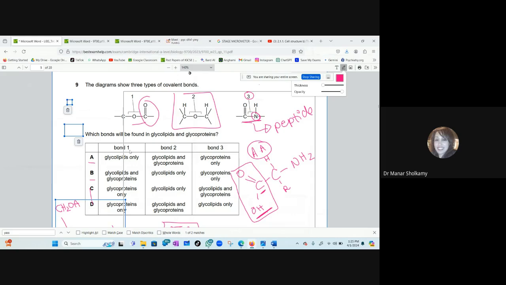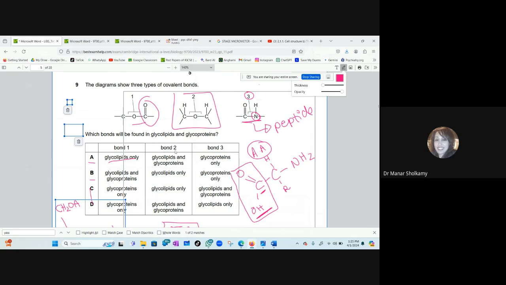Glycoproteins only. Now bond 1, the easy bond, the one with a C and a double bond oxygen. This is found in either proteins or fats. So it will be A or B, glycolipids only, or glycolipids and glycoproteins. B.